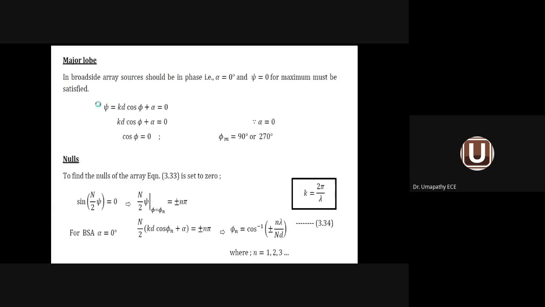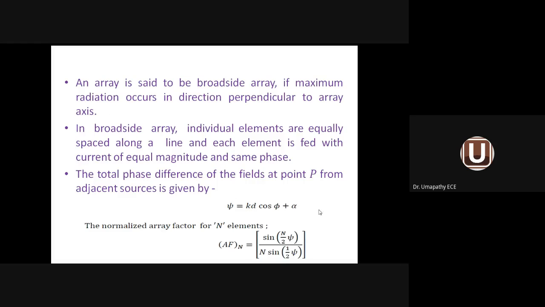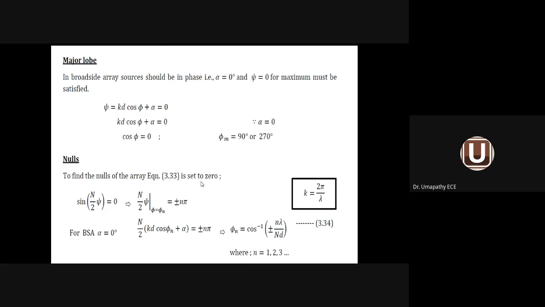So up to this it is common. Up to this it is common to the N-element uniform linear array, because this array factor we have obtained from the previous topic, N-element uniform linear array. So up to this everything is common for broadside and end-fire array. Let me start. So we are going to calculate 5 important parameters.